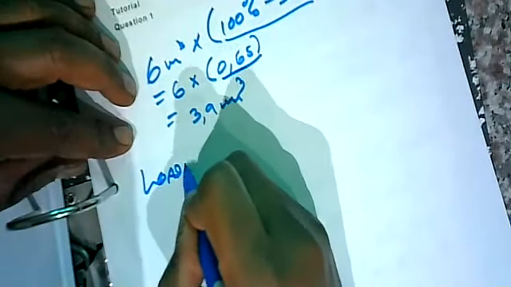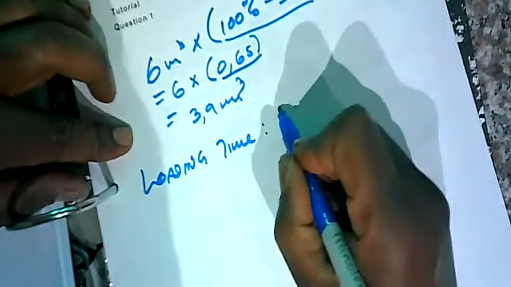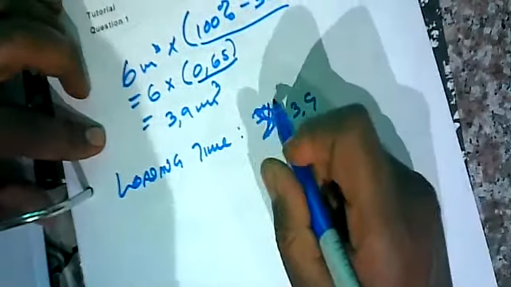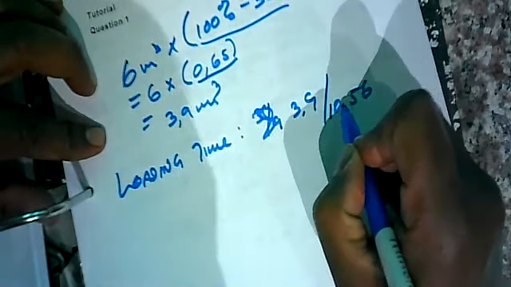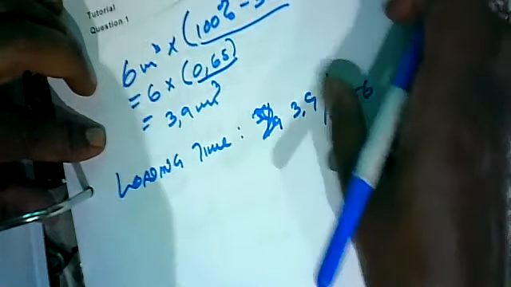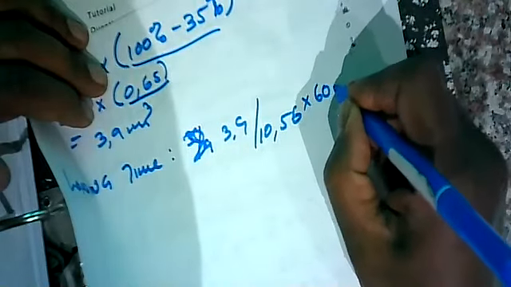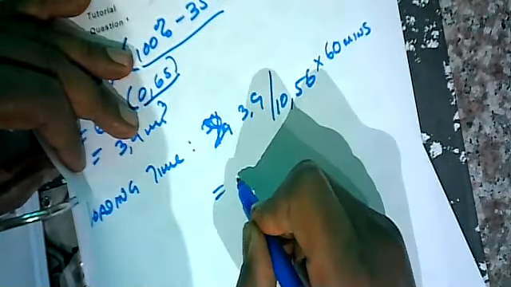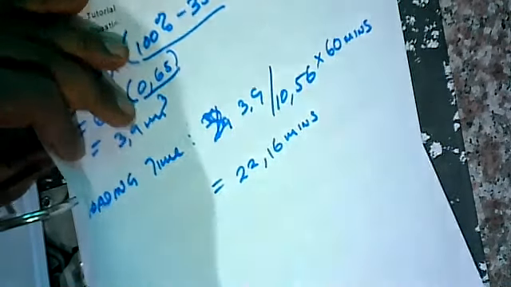Loading time. 3.9 divided by 10.56 times 60 minutes, right, and we have a time of 22.16 minutes.